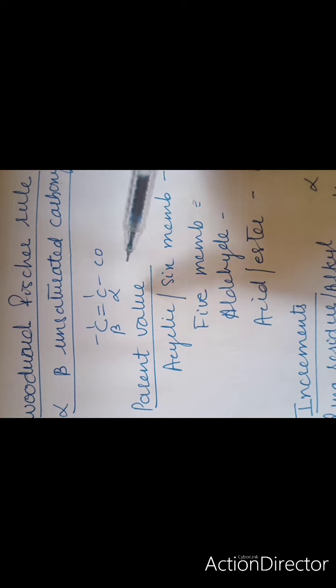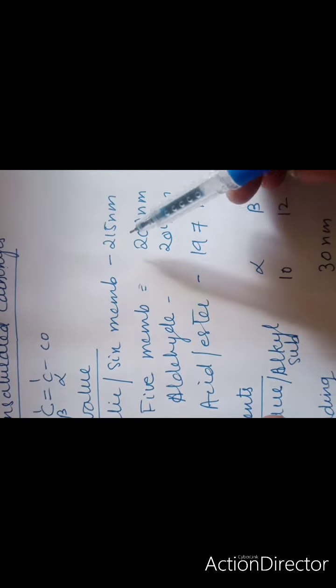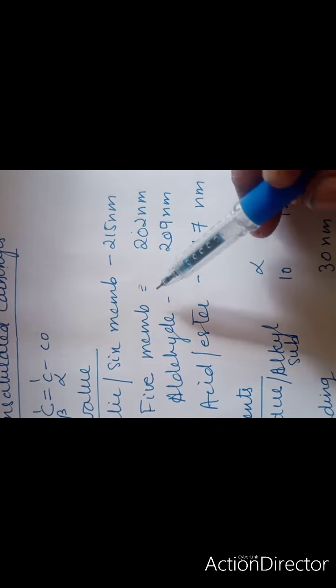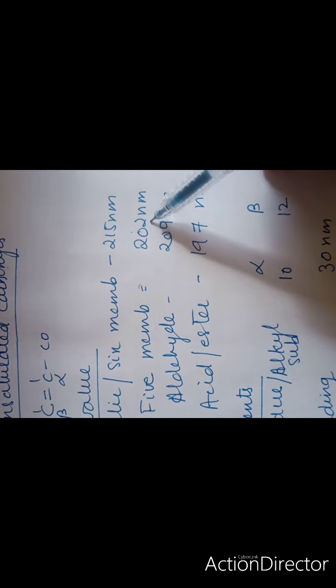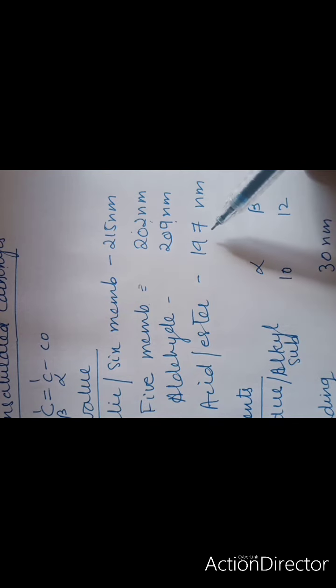For an acyclic or 6-membered ring, you will be putting the value 215 nanometer. For a 5-membered ring, you will be taking 202 nanometer. For aldehydes, it is 209. In certain books, it is mentioned as 210. For acid and ester, you will be taking 197 nanometer. So this was the parent value.